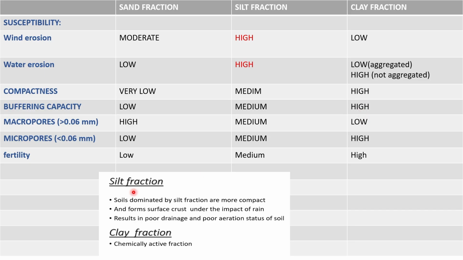Okay. Then some extra points regarding silt fraction. Soils dominated by silt fractions are more compact. Then it forms a surface crust under the impact of rain and results in poor drainage and poor aeration status of soil. So you have to consider these points also. Even if a soil contains silt fraction, it will get more compactness and form a surface crust. And after forming the surface crust, poor drainage and poor aeration result.